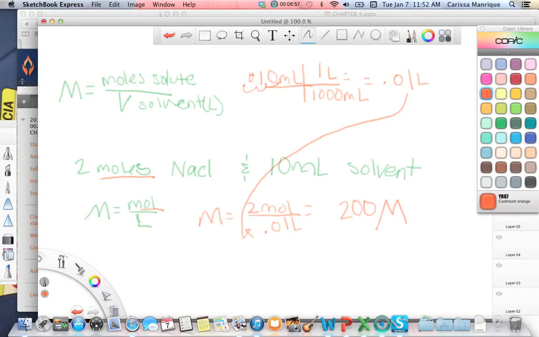Or, if you want to write it, you could do 200 moles per liter. And that equals molarity. So you could write it either way. If you see a big M, that equals moles per liter, okay? So this tells us in 1 liter of water, there are 200 moles of salt, which is actually quite a bit. Anyway, so let's do some more examples.